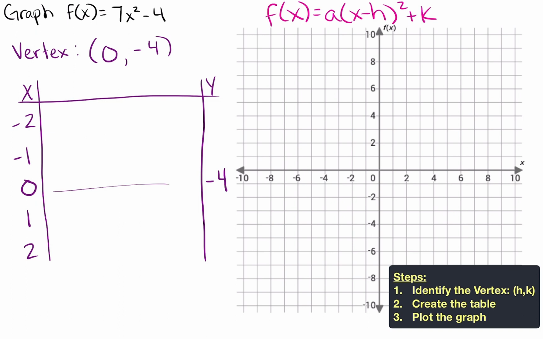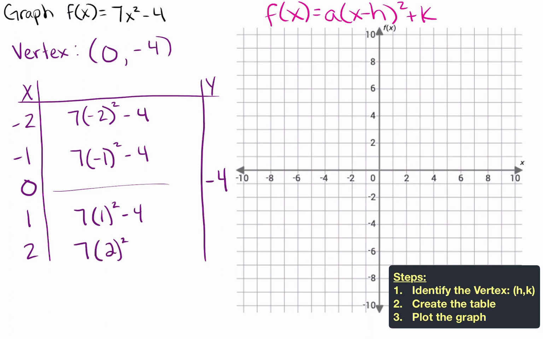All right, then we can complete the center part of our table. Our equation is 7 times x squared minus 4, where x is -2 in the first row. Then in the second row, we get 7(-1) squared minus 4, because that's the left side of the table. Then below the 0, -4, we get 7(1) squared minus 4. And then in the last one, we get 7(2) squared minus 4.